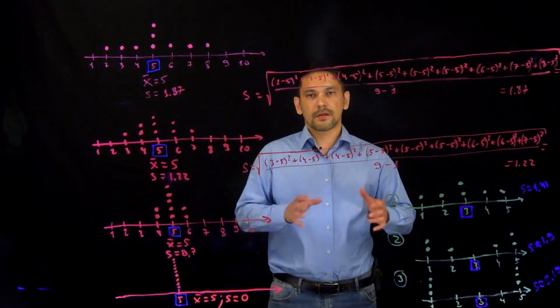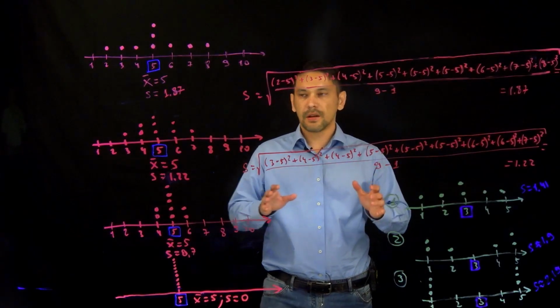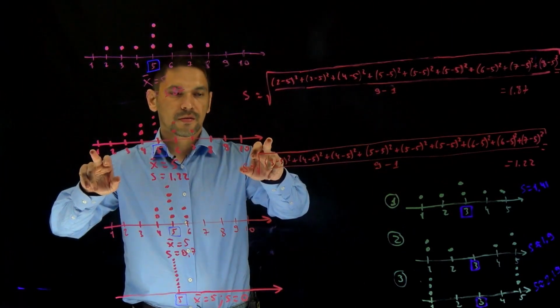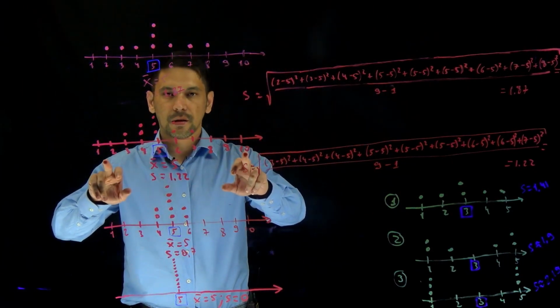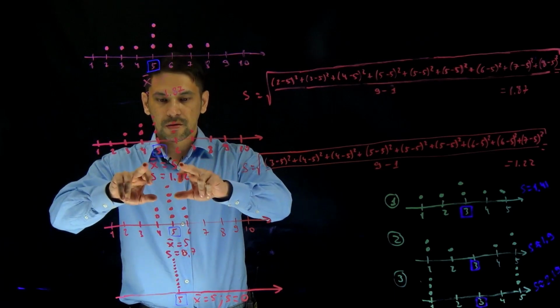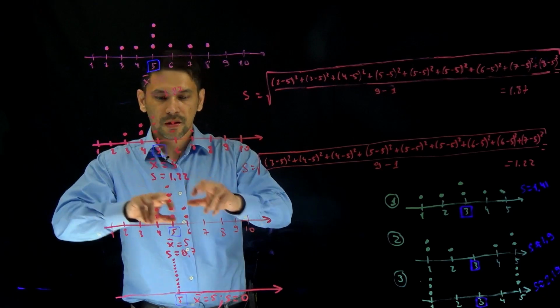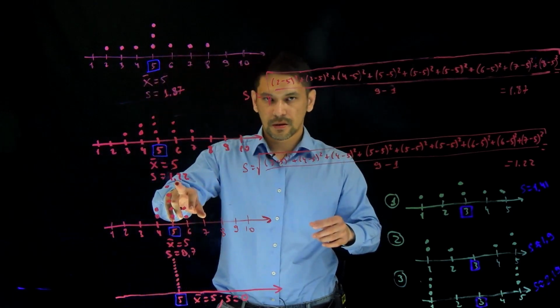Guys, in this video lesson, I want to show you how to calculate the standard deviation for a graph. Here's an example. Let's say this graph is showing the scores of my students on a 10-point scale. Let's say the average score is equal to 5 and the standard deviation is equal to 1.22. Now, how did I calculate the standard deviation?